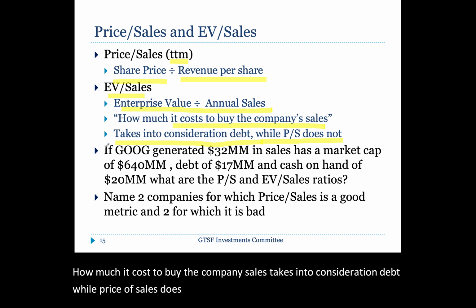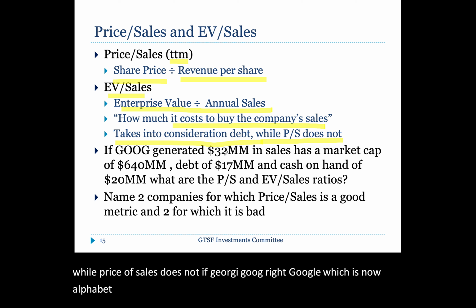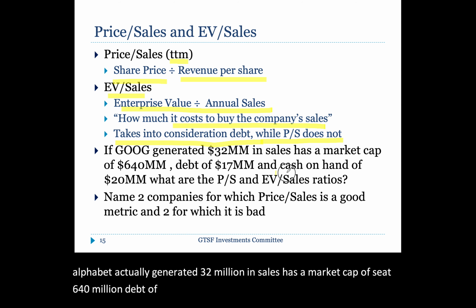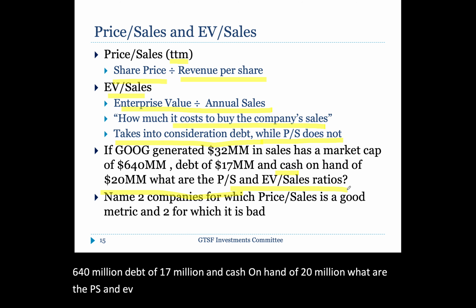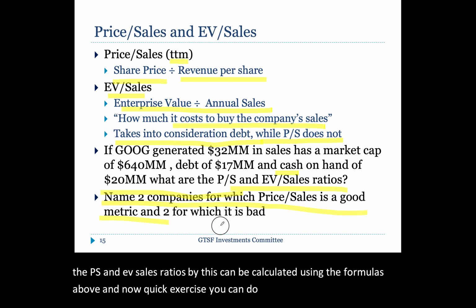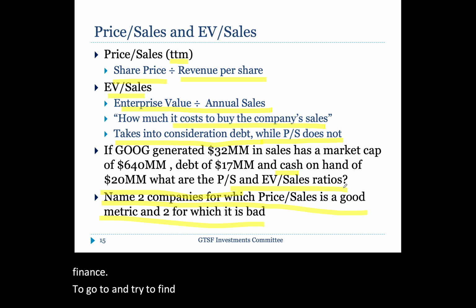If Google, right, Google, which is now Alphabet actually, generated 32 million in sales, has a market cap of 640 million, debt of 17 million, and cash on hand of 20 million, what are the PS and EV sales ratios? Right, this can be calculated out using the formulas above. And now a quick exercise you can do is use Yahoo Finance or Google Finance to go to and try to find two companies where price to sales is a good metric and two for which it's bad.